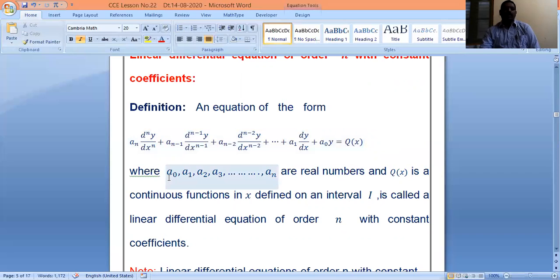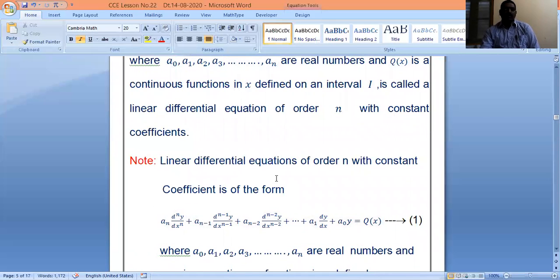Here a_0, a_1, a_2, a_3 up to a_n are real numbers, and q(x) is a continuous function in x defined on an interval I, is called a linear differential equation of order n with constant coefficients. Since a_0, a_1, a_2, a_3 up to a_n are real numbers, that means they are constants.